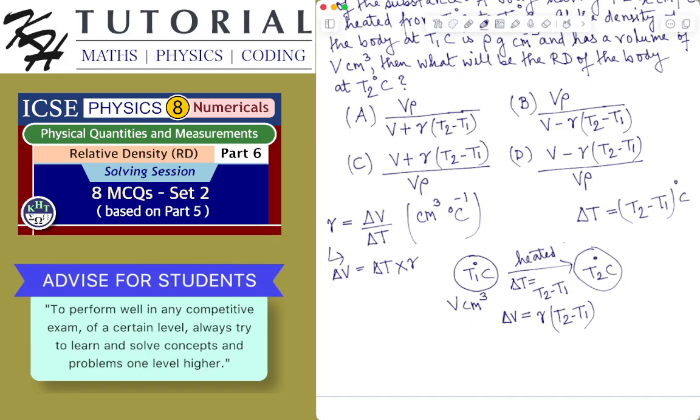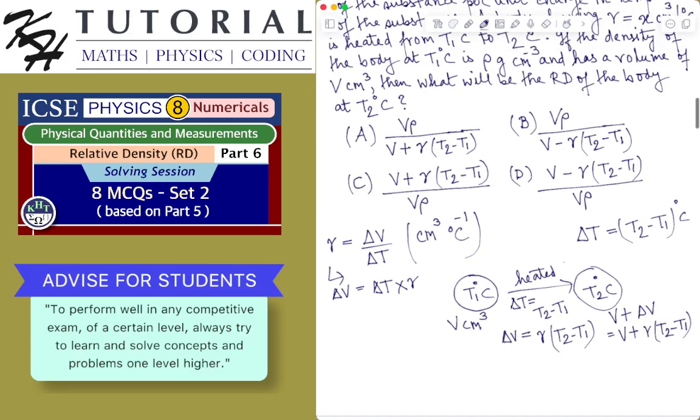So what will be the volume at T2 degree centigrade? It will definitely be the initial volume, that is the volume at T1 degree centigrade, plus the change in volume: V plus delta V, which is V plus gamma multiplied by T2 minus T1. So this is the volume of the body at T2 degree centigrade.